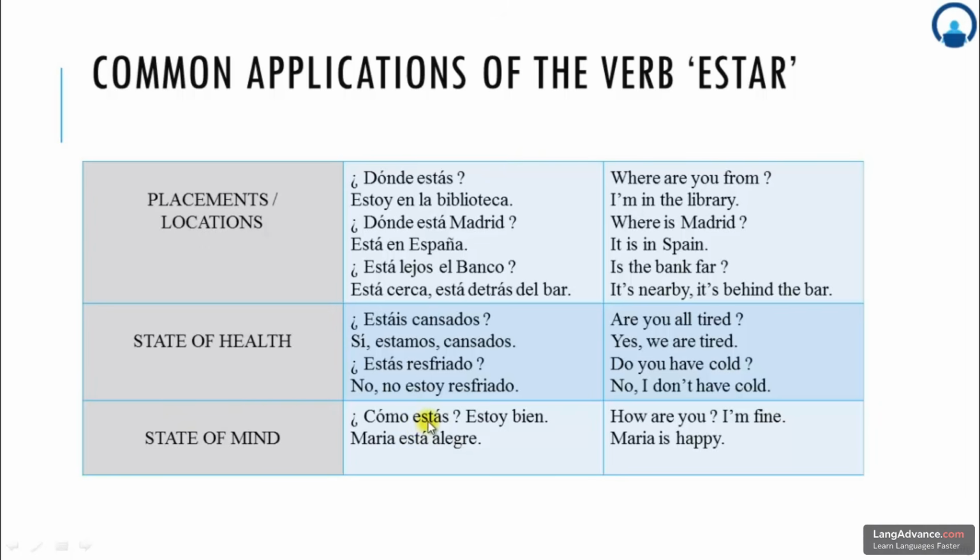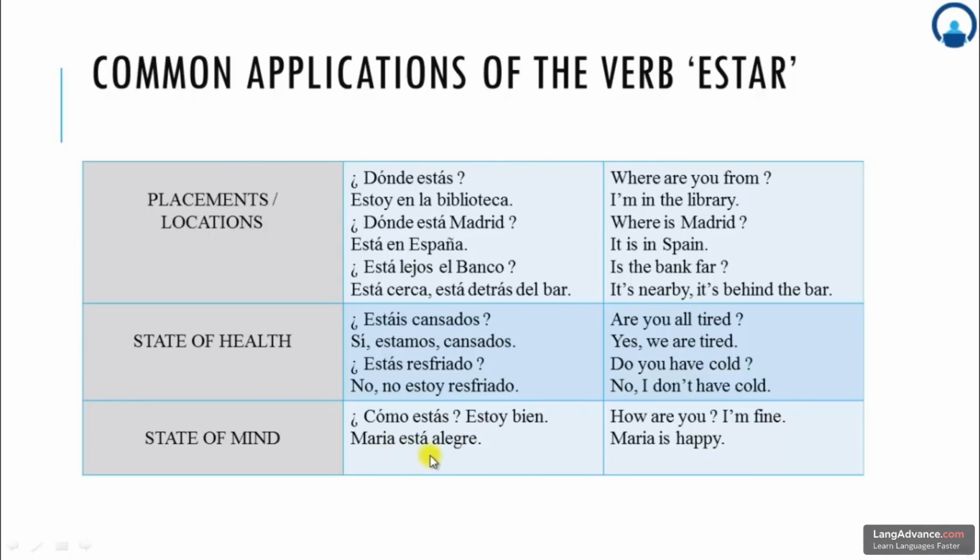Over here I am using the verb estar and using the question ¿Cómo estás? That means the variable state. I am asking you about your variable state, about your condition, about your status. How are you? ¿Cómo estás? Estoy bien. I am fine.